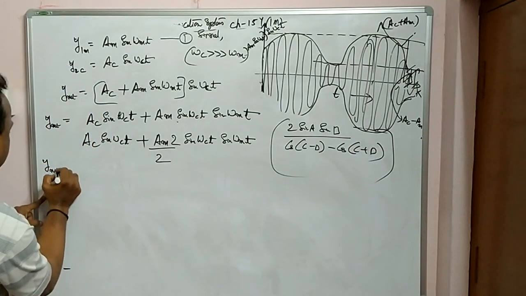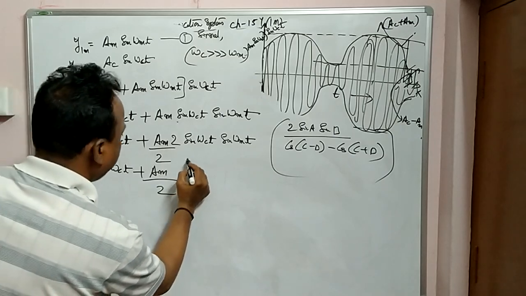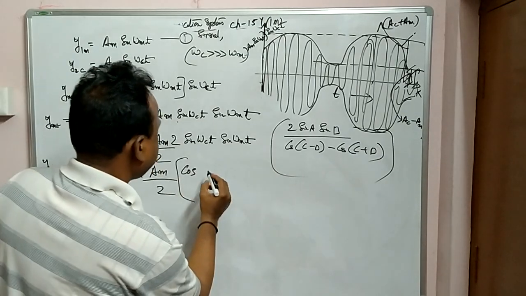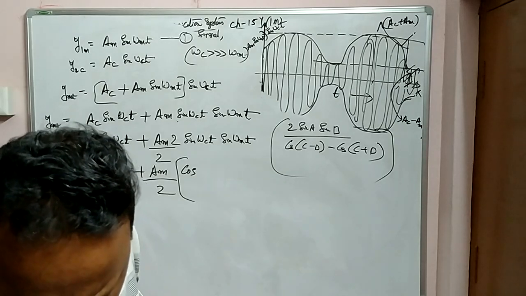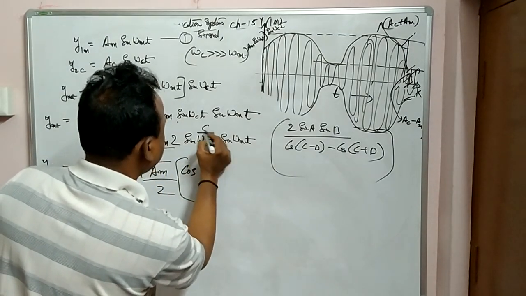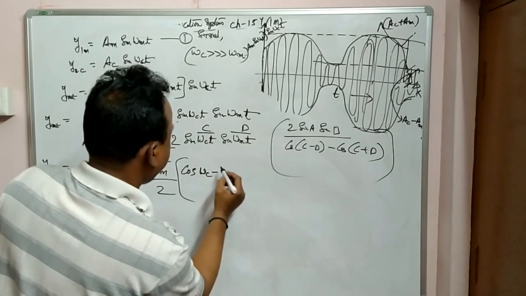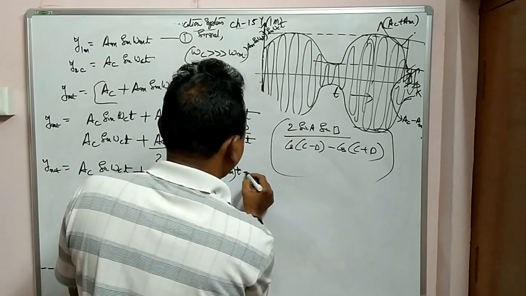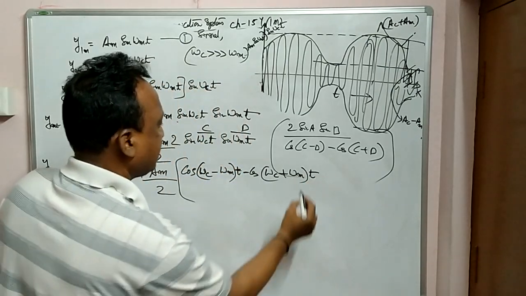So as written, I will get y net is equal to AC sine omega c t plus AM by 2. This one 2 sine is cos c minus d. C minus d, that is WC minus WM. You will be getting WC minus WM. Then 2 cos c, that is WC minus cos c. This is C and this is D. Cos c minus cos c minus d, and t is also inside. Minus cos c plus d.